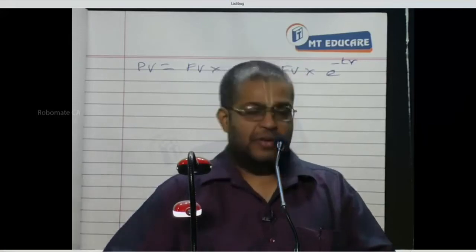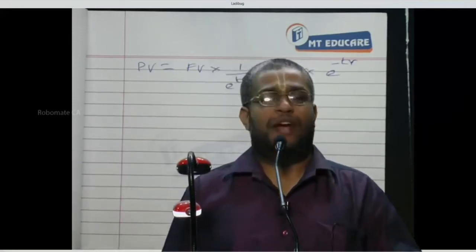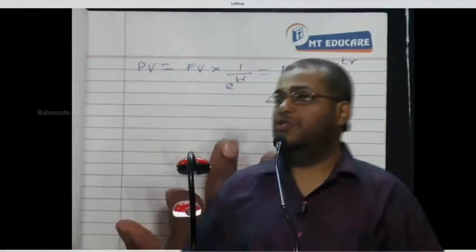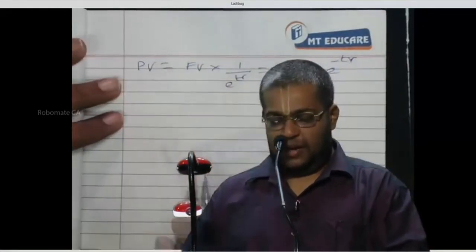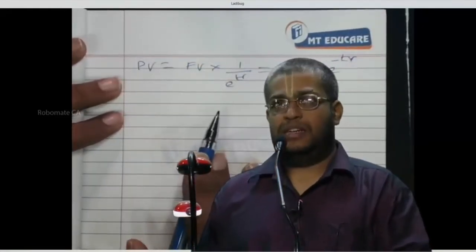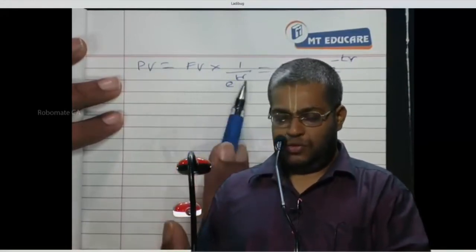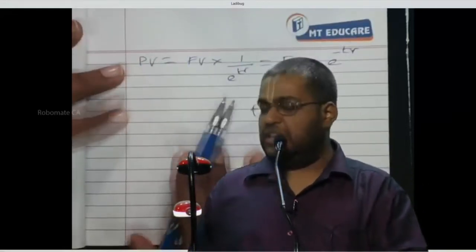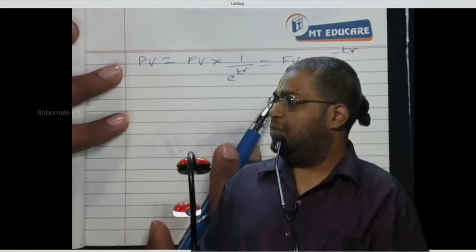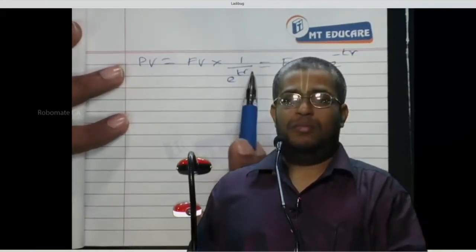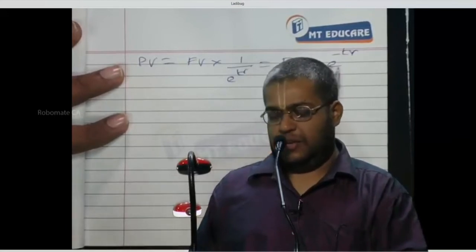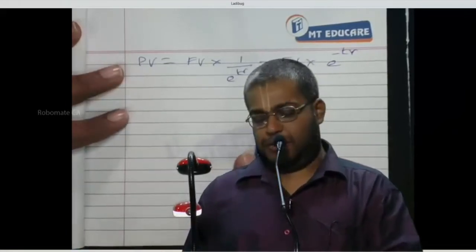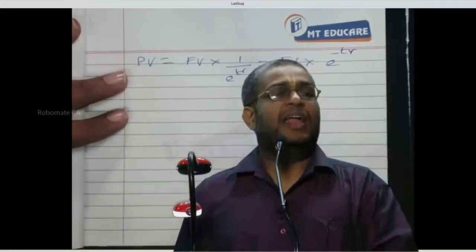Everybody understood or not? Now, they are asking you to find out how much should be deposited today. You have to find out the present value from the future value. Write down the solution, let's do it together. Present value is equal to future value into 1 by e power tr. But always, don't write 1 by e power tr, write it as future value into e power minus tr. That is how all books represent the discounting. Can I proceed further or not?